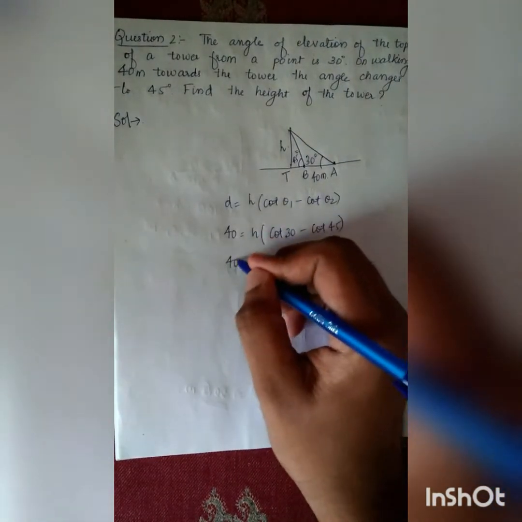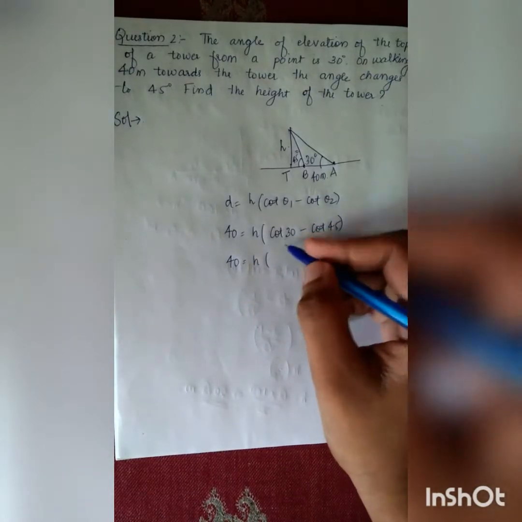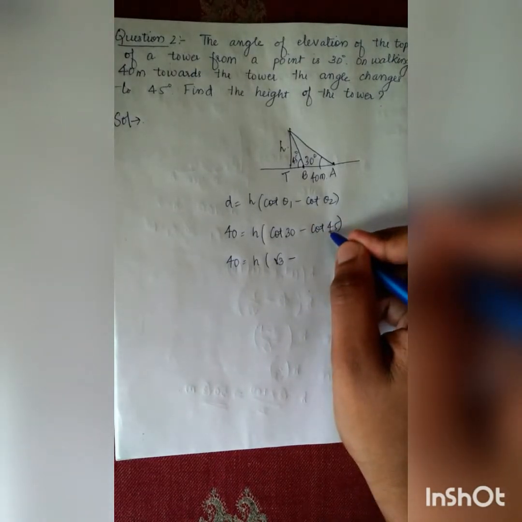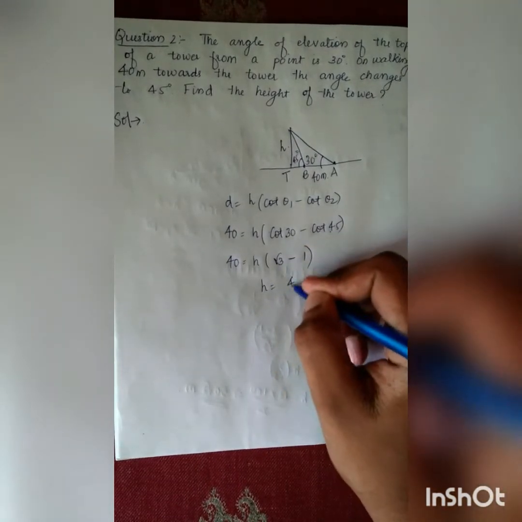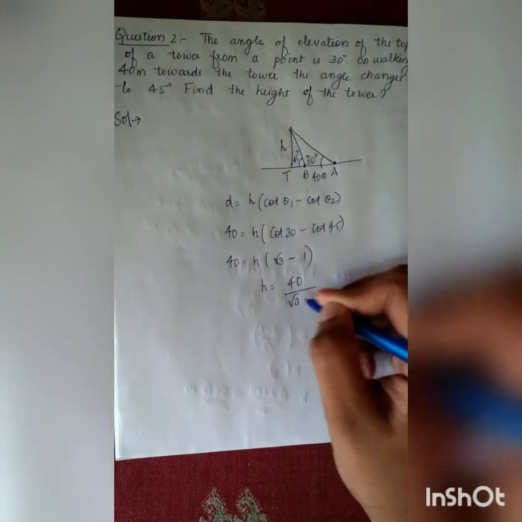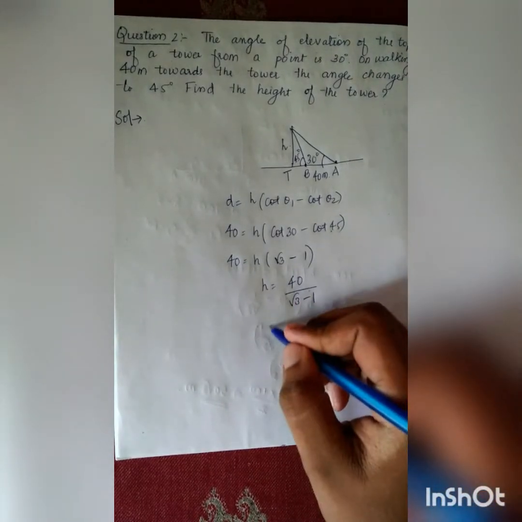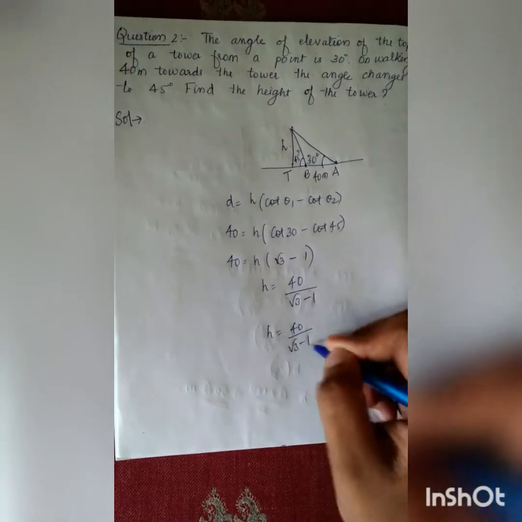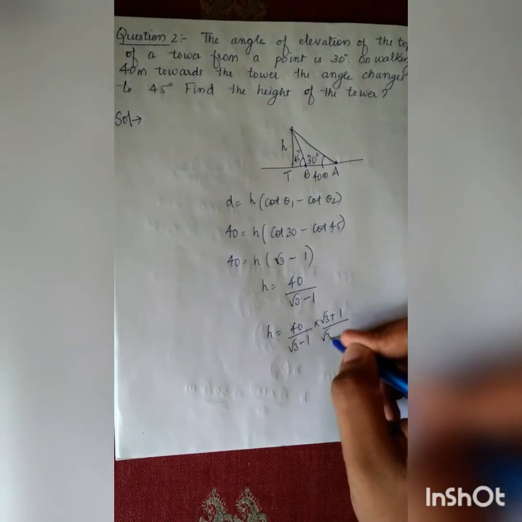Cot 30 is the reciprocal of tan 30, which is 1 by root 3, so it will be root 3, and cot 45 is the reciprocal of tan 45, which is 1. So H is equal to 40 upon root 3 minus 1. Now we can rationalize this by multiplying by root 3 plus 1. So we have 40 upon root 3 minus 1 into root 3 plus 1 divided by root 3 plus 1.